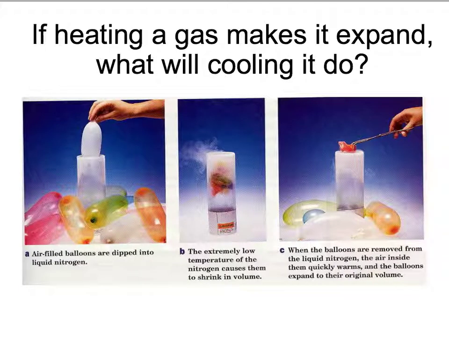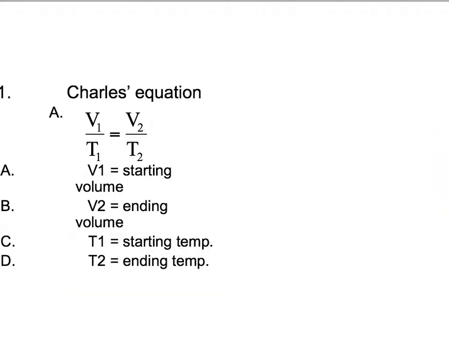Now, cooling is going to do the opposite. There's going to be fewer collisions, they're less forceful, so the volume will go down or decrease. So, the equation for Charles' law is V1 over T1 equals V2 over T2, and you guys have done this a bunch of times already.